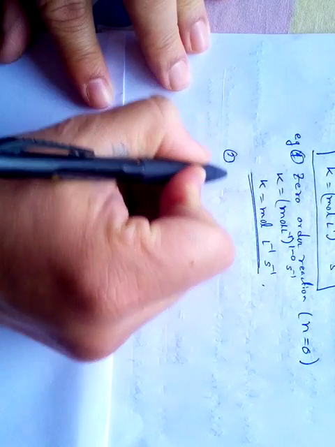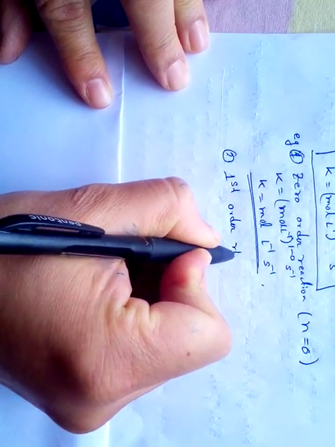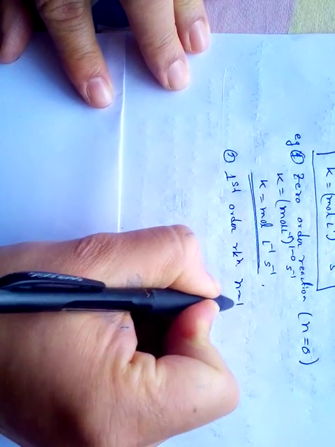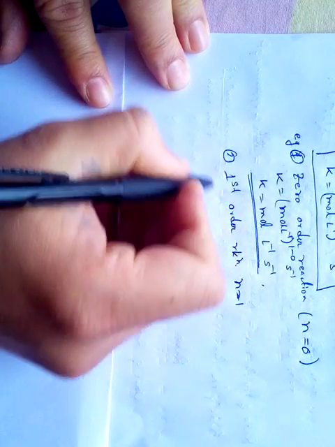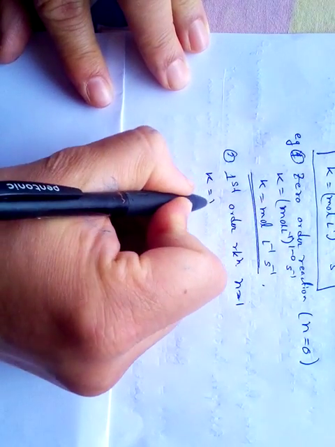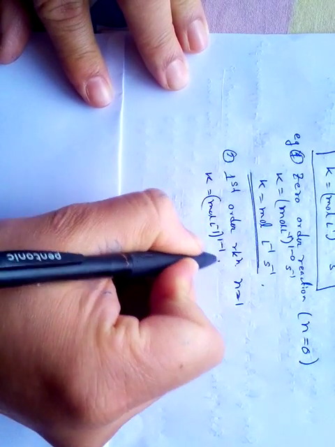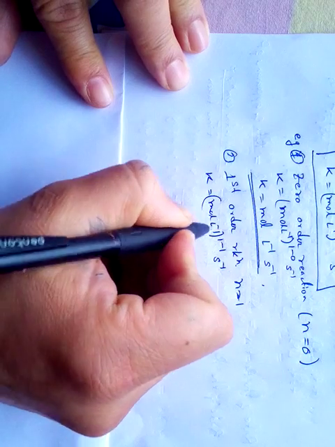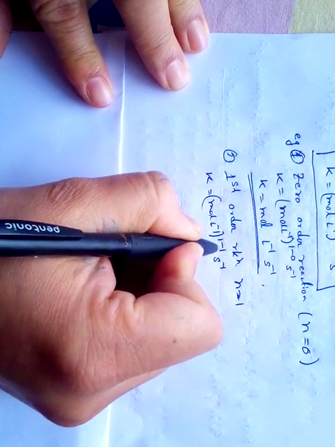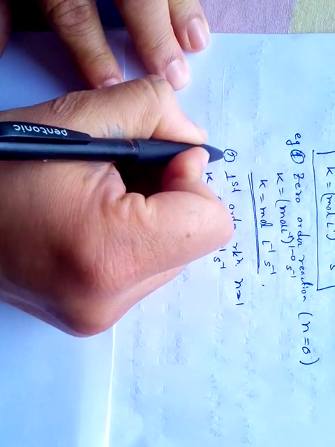Similarly, for a first order reaction, n equals 1. Substituting the value, k equals mole per liter to the power 1 minus 1, per second. So 1 minus 1 is 0, and any number to the power 0 is 1. So everything becomes 1, and the unit is simply per second.